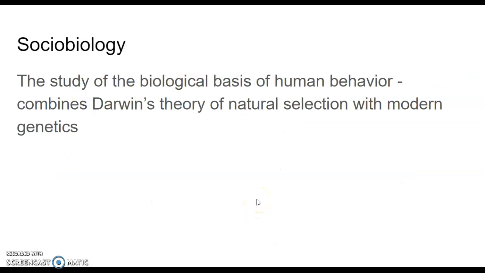Sociobiology is the study of the biological basis of human behavior. This combines Darwin's theory of natural selection with modern genetics. And sociobiology is a theory that has pretty much overall been discredited. And why do we talk about it still? Well, we talk about it because you need to know what it is. And it does include Darwin's theory of natural selection, which you see show up a lot in social sciences. And they have explored that, but they do not believe that your biology is the majority of your behavior. They believe there is a mixture of both biology and environment.